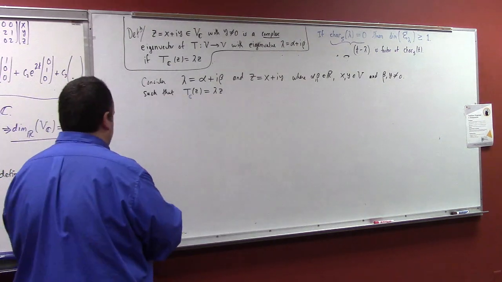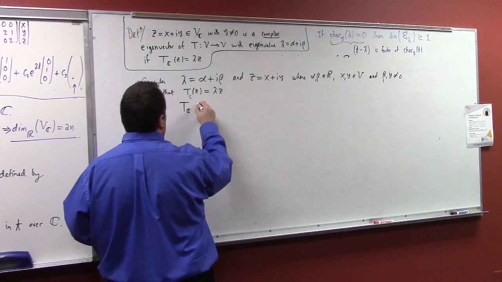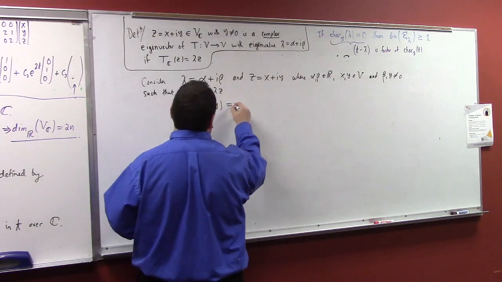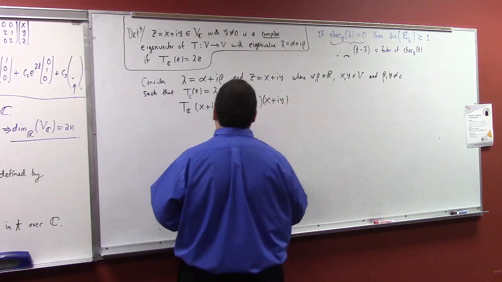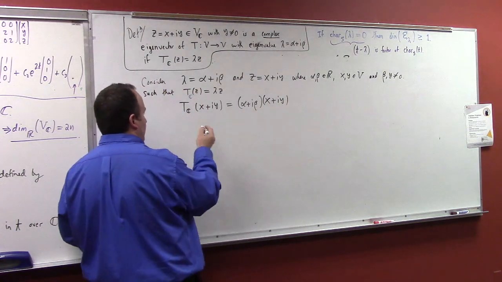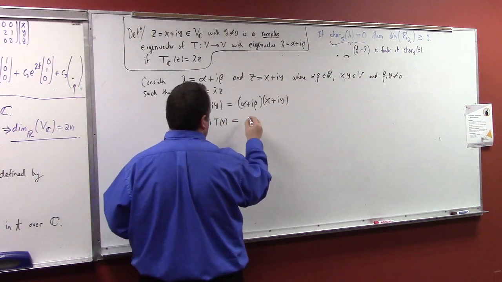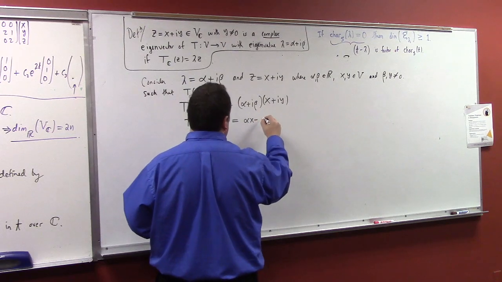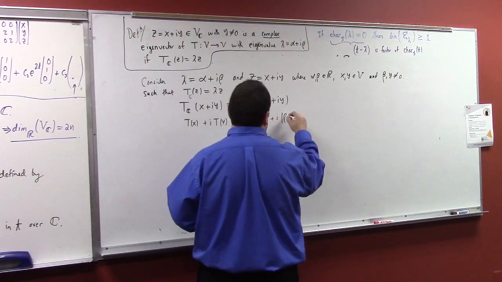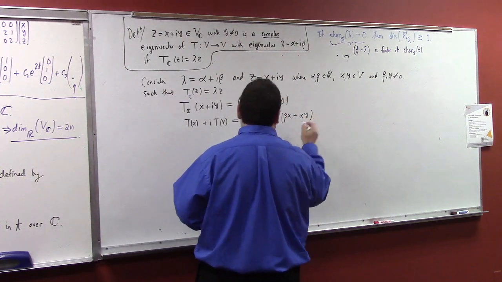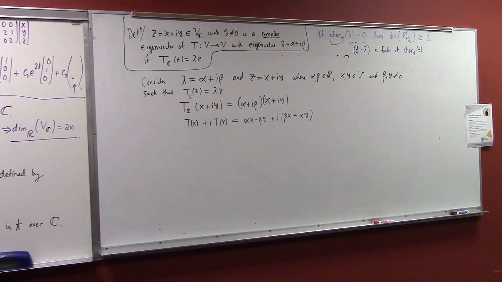So, let's see here. By definition, we've got T sub c of x plus iy is equal to alpha plus I beta times x plus iy. But this, by definition of the complexification, is T of x plus I times T of y. And on the other side, we've got alpha x minus beta y plus I times the quantity beta x plus alpha y, using my definition of the complexification and the complex multiplication of the complexified V.